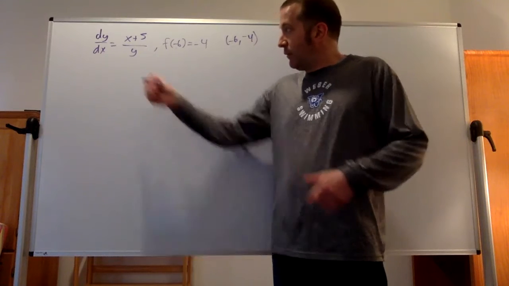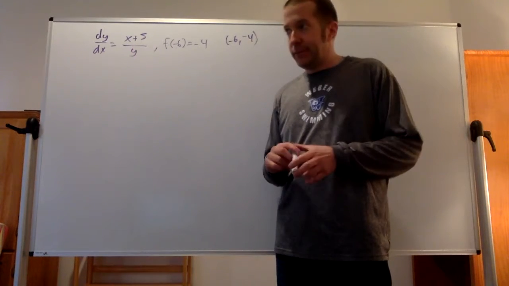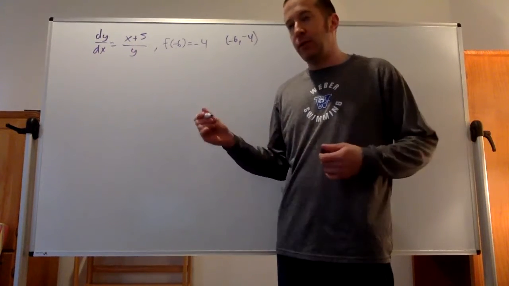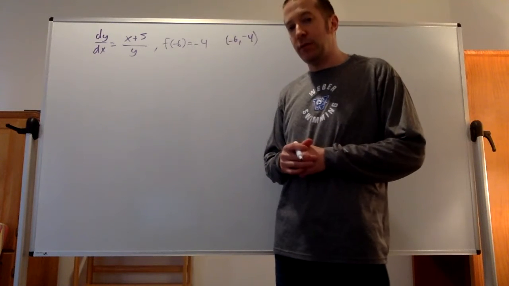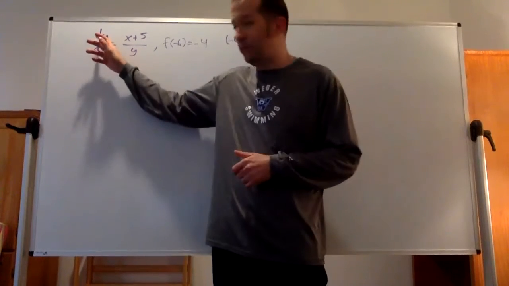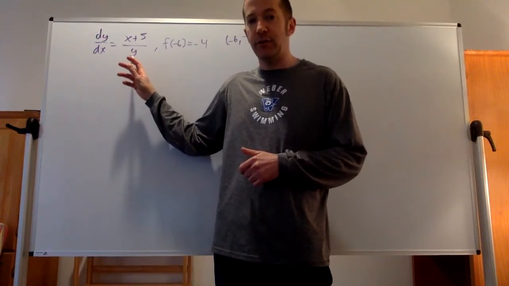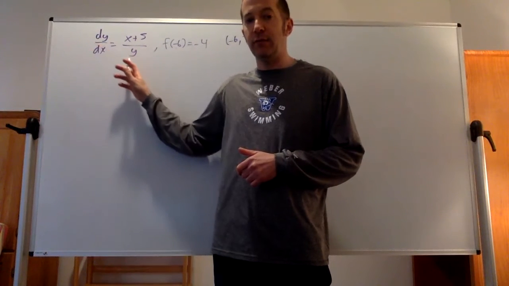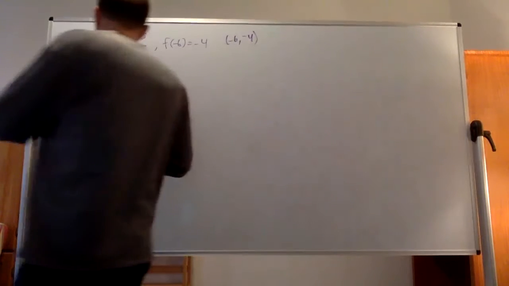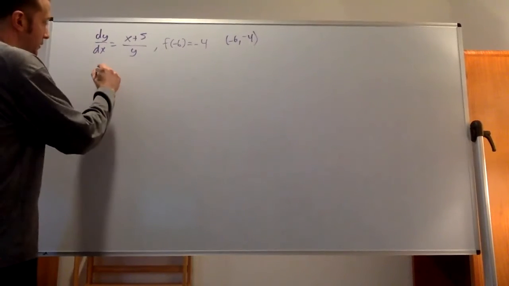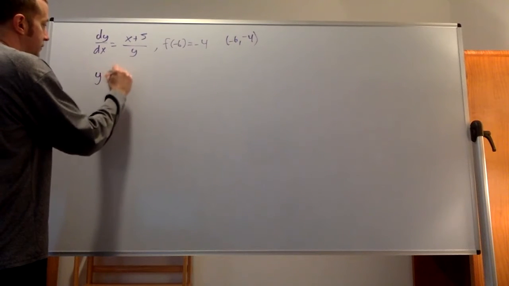When you have a fraction like this, there's a couple ways to do it, but the way that's probably most familiar to you is to think about cross multiplying, which I can do when I have one fraction set equal to another fraction. I can say dy times y equals dx times x plus 5. I'm going to write that in a different order because it looks better to me like this.